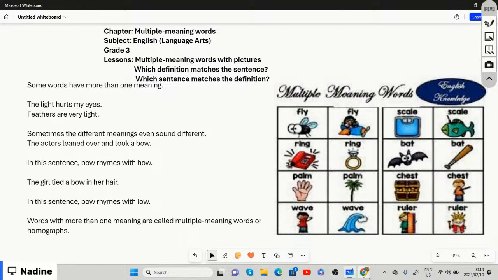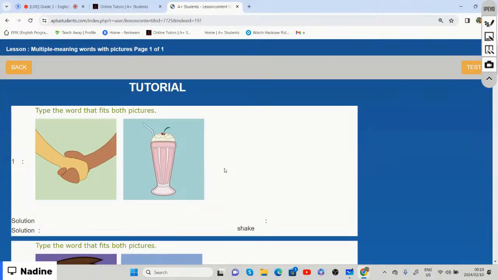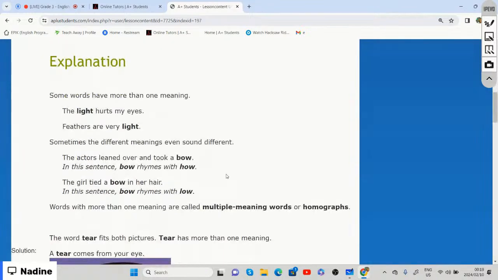All right, so now we're going to aplusstudents.ca and we're going to our first lesson, which is multiple meaning with pictures. So we said that some of the words have more than one meaning, right? We made an example of the light hurts my eyes, as well as feathers are very light, right? So the word light is spelled the same, but the meanings are different.